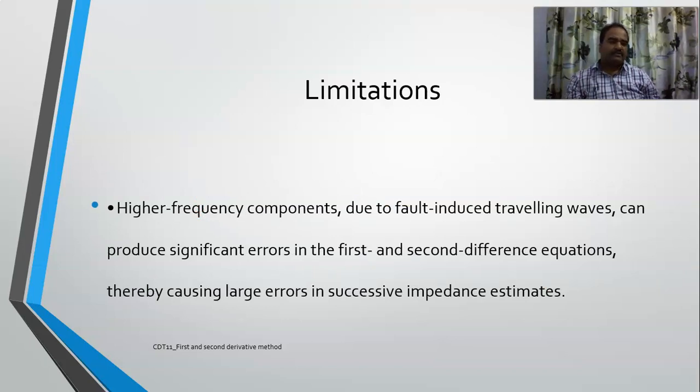But there is a limitation in this one. If any higher frequency components are present due to some sort of traveling waves, etc., they can produce significant errors, right? So if the omega value is high, then the error will also be very high in the first and second differential equations. Thereby, my output may also be erroneous. So that is the biggest problem with this one.